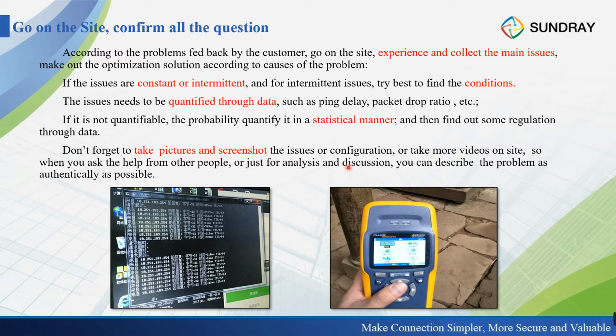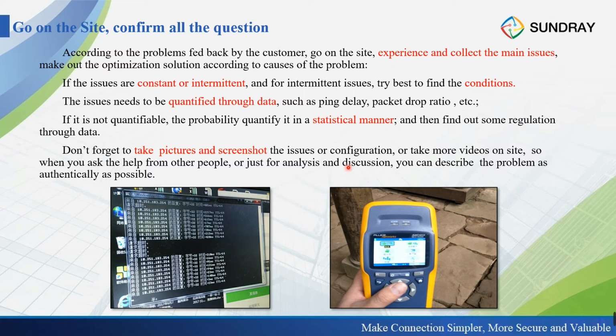In lots of cases, the intermittent problem is hard to solve because we need to confirm in what kind of situations, at what time this kind of network issue will happen. And for network issues, we need to quantify through data. For example, if the users feel like the speed is slow, we need to test what the speed is, how many bps, how many Mbps. And also there may be a lot of dropped packets, so we need to check the packet drop ratio.